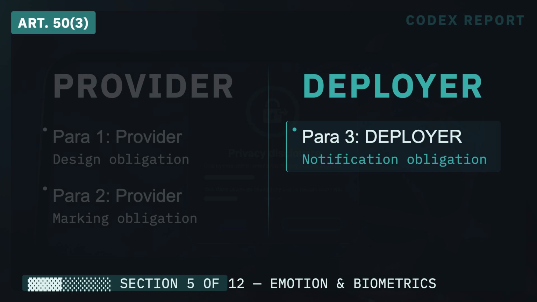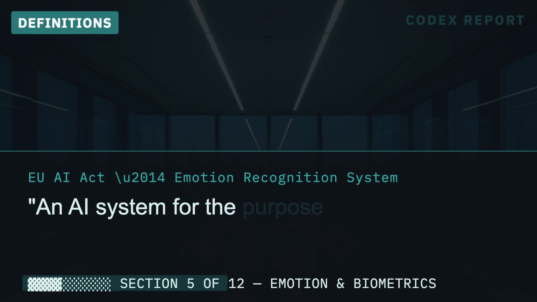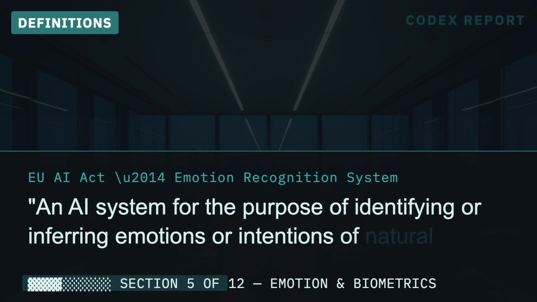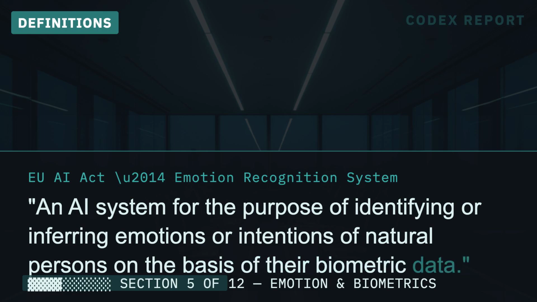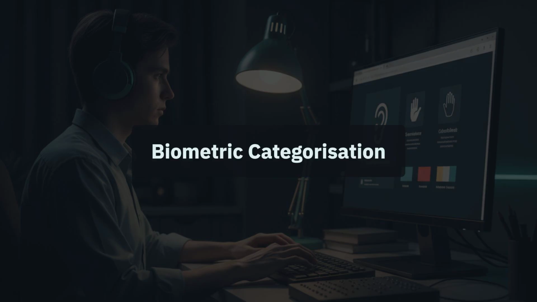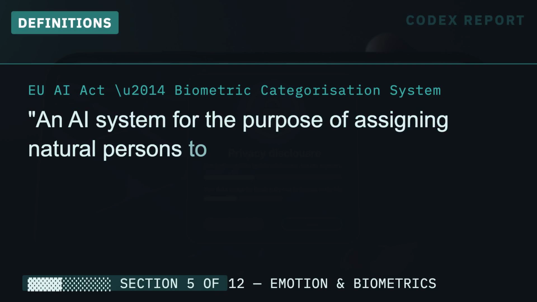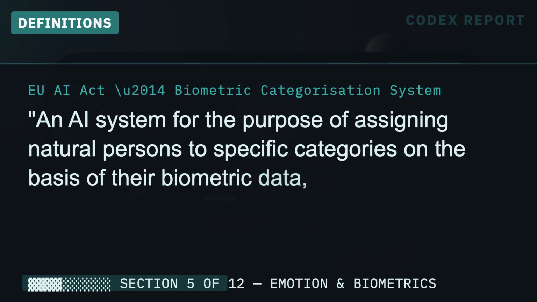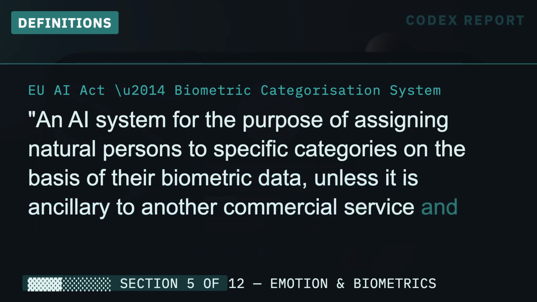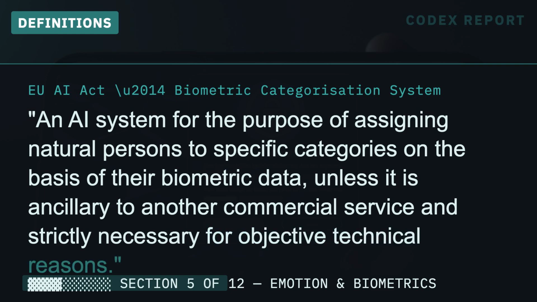The regulation defines an emotion recognition system as an AI system for the purpose of identifying or inferring emotions or intentions of natural persons on the basis of their biometric data, and a biometric categorization system as an AI system for the purpose of assigning natural persons to specific categories on the basis of their biometric data, unless it is ancillary to another commercial service and strictly necessary for objective technical reasons.